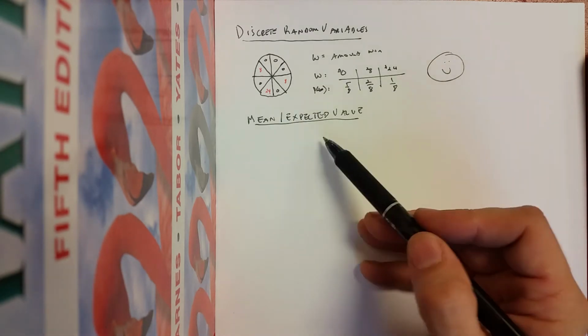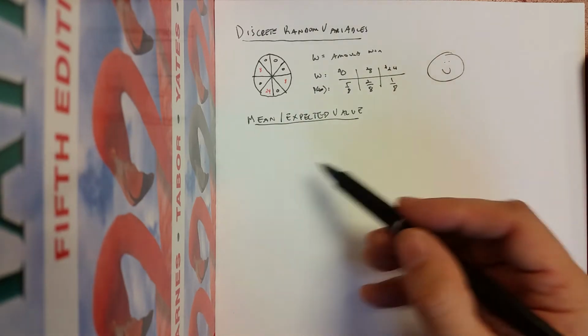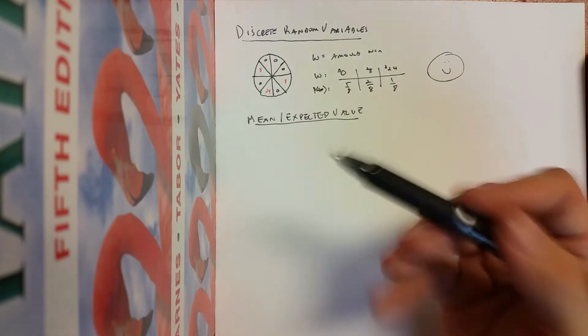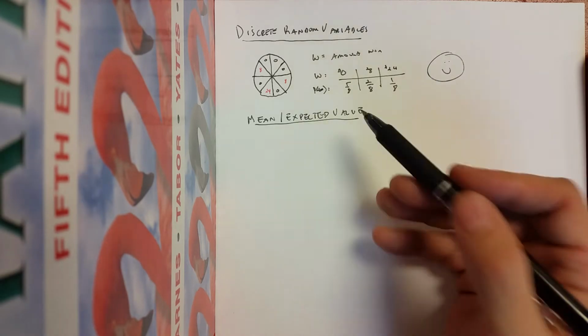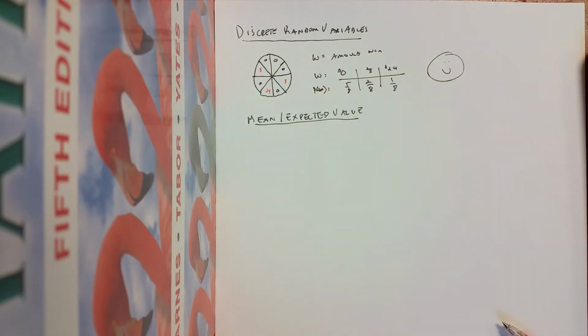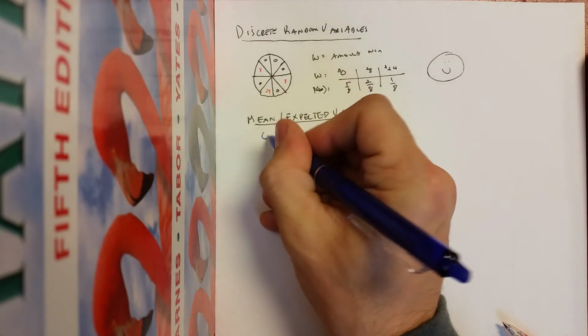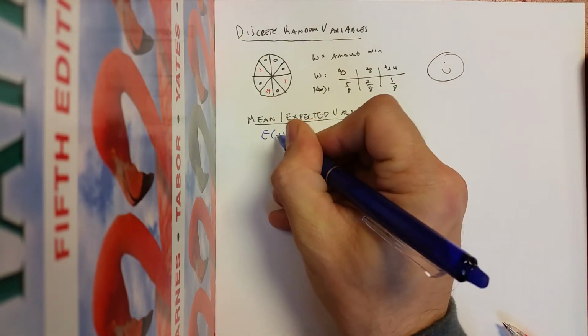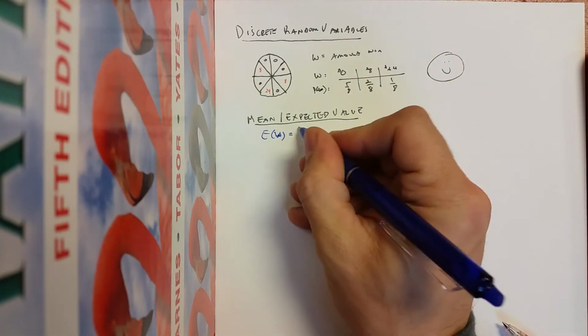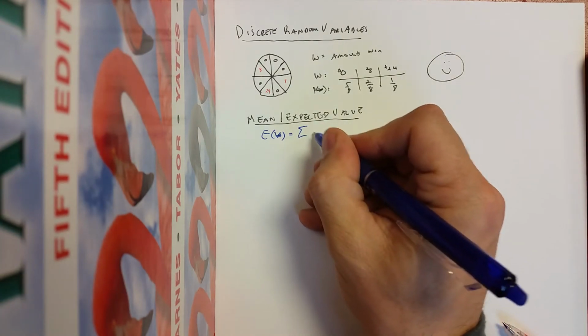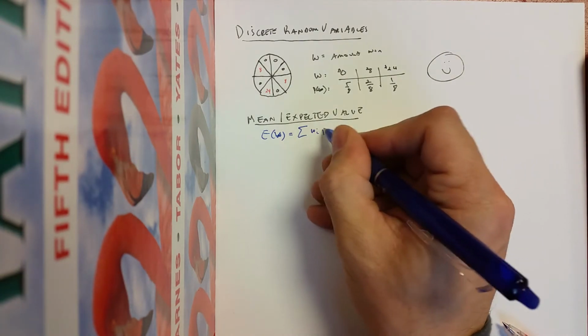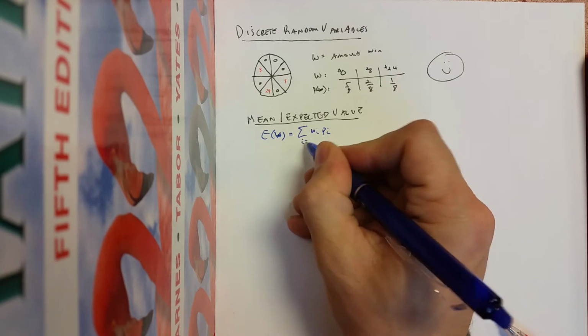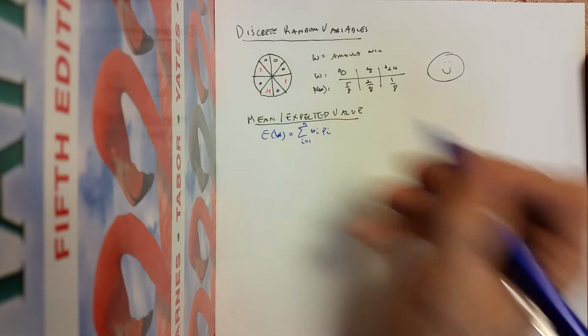Expected value is about what would happen on average were you to play this game a very, very large number of times. If things happen as you expect, how much would you win on average? So to get the expected value, E of X, well, in this case, let's make it E of W. It'll be a summation of every value W times its associated probability for all of the W's in your set.